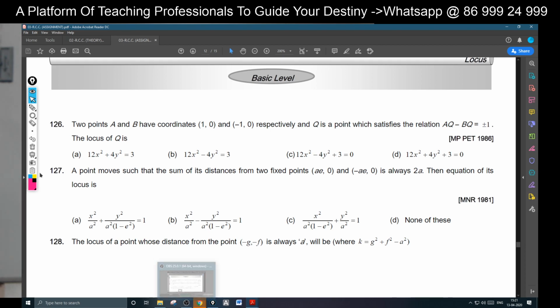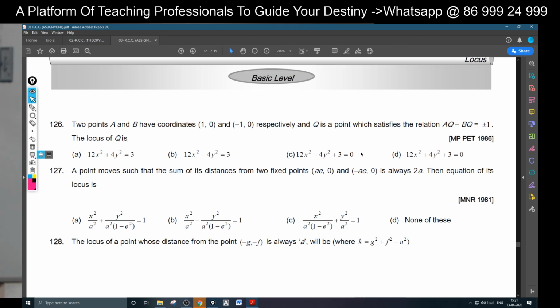We will now move on to the problem here. Two points A and B have coordinates (1, 0) and (-1, 0) respectively, and Q is a point which satisfies the relation AQ minus BQ is equal to plus or minus 1, then the locus of Q is.